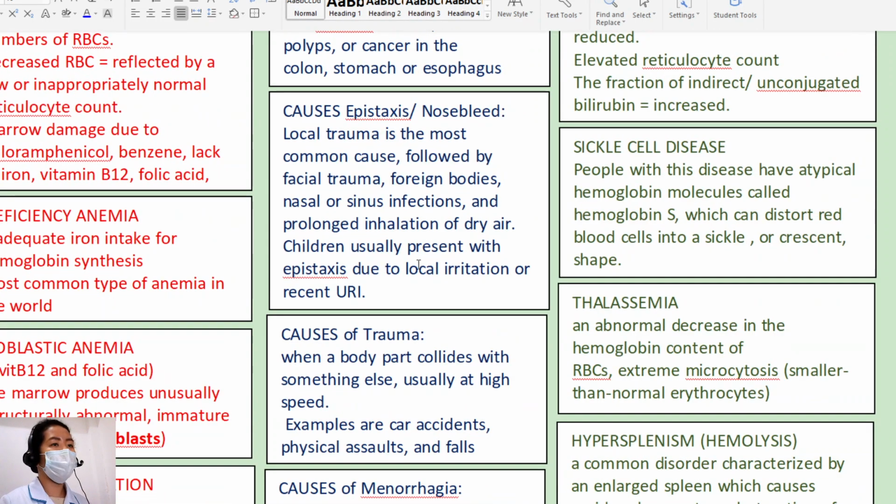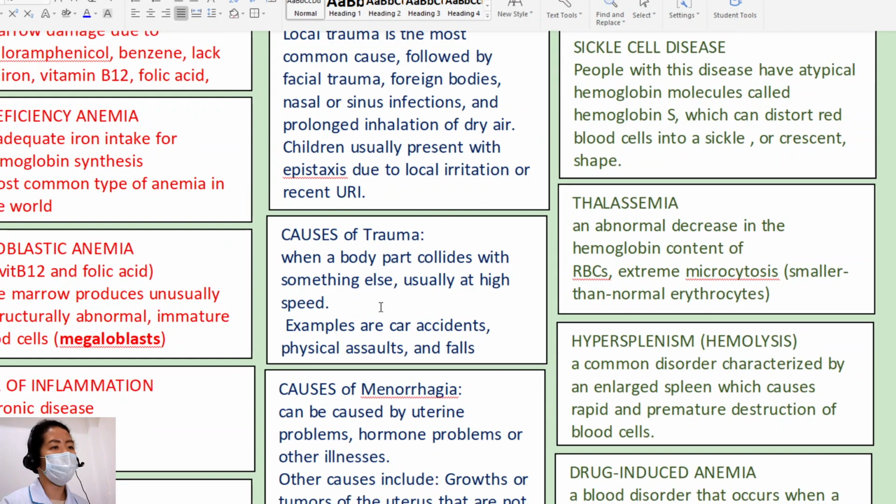Causes of epistaxis or nosebleed. Local trauma is the most common cause, followed by facial trauma, foreign bodies, nasal or sinus infections, and prolonged inhalation of dry air. Children usually present with epistaxis due to local irritation or recent upper respiratory infection.